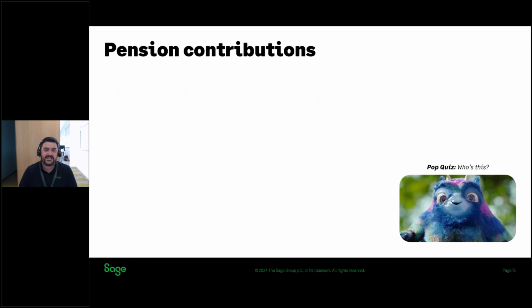So from the PAYE deductions, I'm now moving on to pension contributions. And before I go into this one, a little pop quiz for you. We've got an image of a character in the bottom right-hand corner of the slide there. And I'm wondering if that's familiar to anyone. Do you know who that guy is? Answers on a postcard or in the chat if you'd like to have a guess, and I will tell you who that person is in a few moments' time.